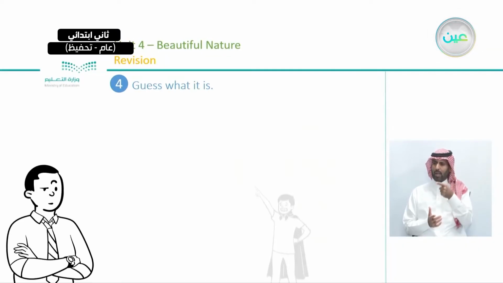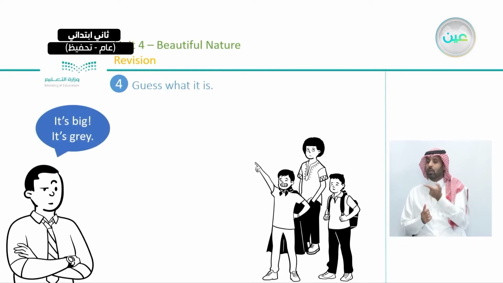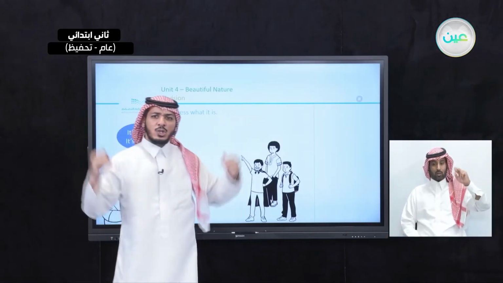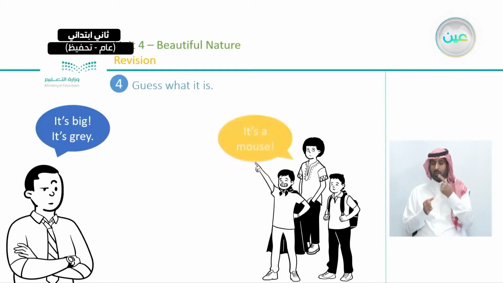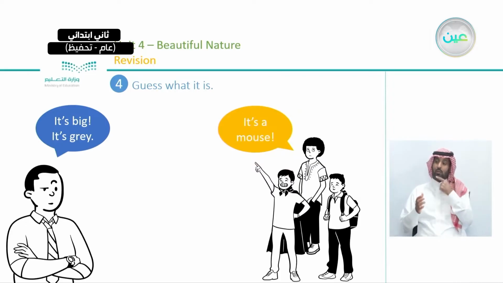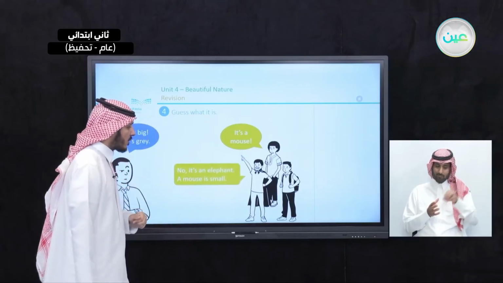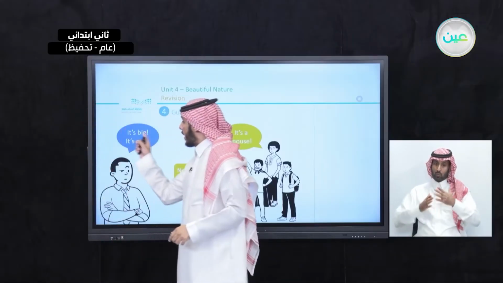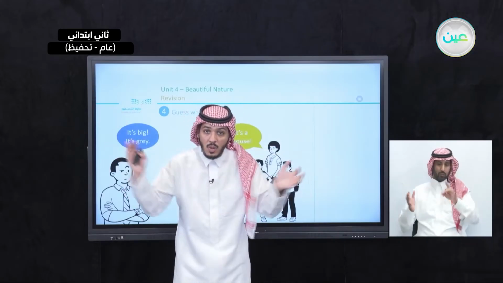Now we have number 4. Guess what it is. We have a man here, and we have three boys there. The man says, it's big, it's gray. Can you tell me what is big and gray? The first boy says, it's a mouse. But is it a mouse? No. Why? The other boy says, no, it's an elephant. A mouse is small. So we have big and gray. Is the mouse big? No. The mouse is what? Small.